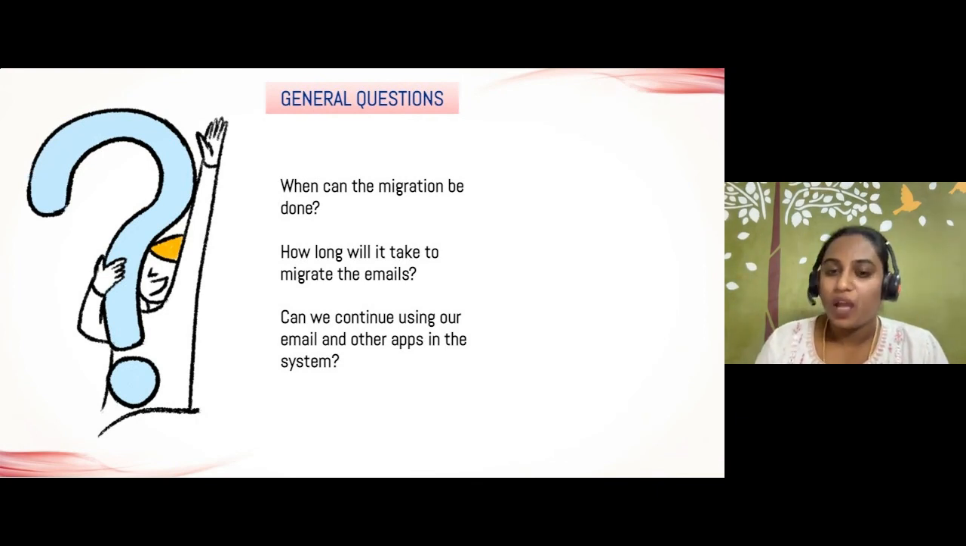So based on observation, a mailbox with 2 GB data will take around an hour. And with 10 accounts with 10 GB data each, it might take around 4 to 5 hours. This is an approximate calculation based on our observation. So it also depends on the network connection and the connectivity that Google Workspace gives to the Zoho Mail server.